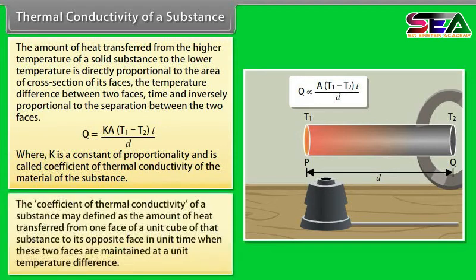The coefficient of thermal conductivity of a substance may be defined as the amount of heat transferred from one phase of a unit cube of that substance to the opposite phase in unit time when these 2 phases are maintained at a unit temperature difference.